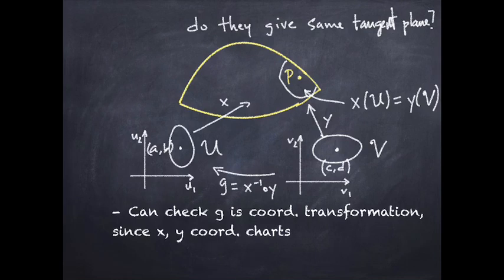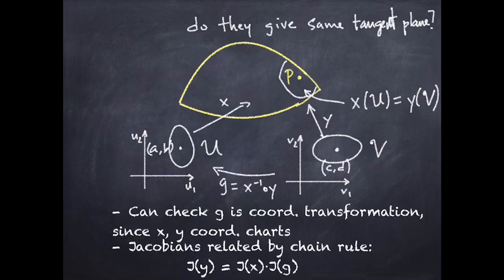And this gives us a relationship between the two charts. Y is equal to X composed with g. Now, calculating partial derivatives, we're going to end up with the Jacobians of these maps. Since Y is X composed with g, the chain rule tells us that the derivative of Y is the derivative of X times the derivative of g, all evaluated at the right place. Now, these derivatives in this case are the matrices of partial derivatives.